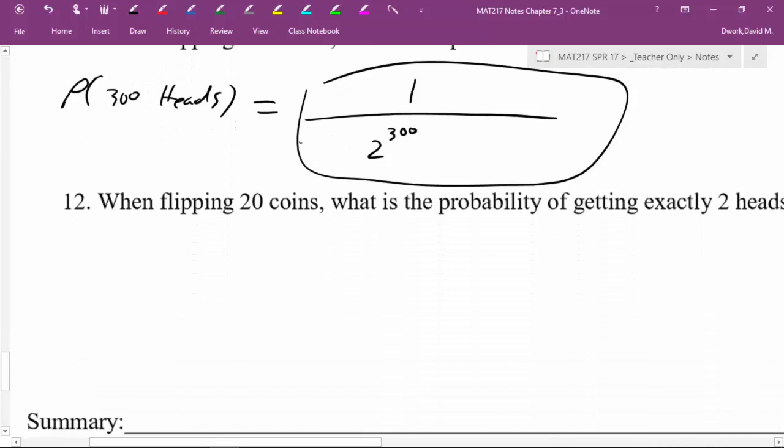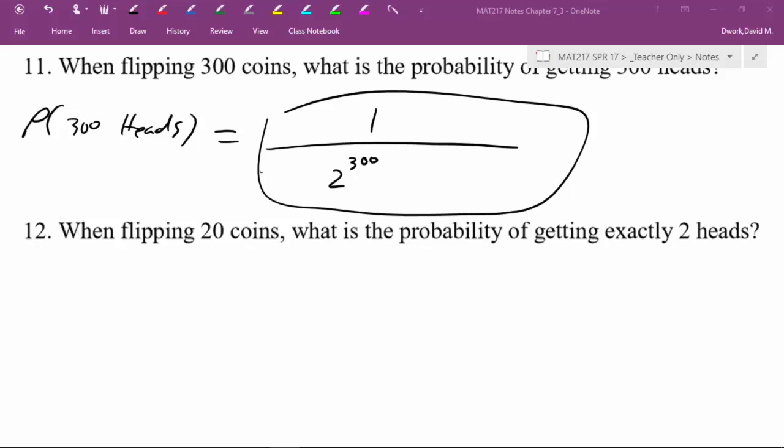Okay, let's do one more. In this problem, we're asking to find, when flipping 20 coins, what's the probability of getting exactly two heads? Don't try this problem on your own. Follow me through it. But the point is this is actually what we're going to do in the next section. It's just to give you a heads up of why the problems in this section are kind of pointed to be like flipping 300 heads when you're flipping 300 coins or something like that.